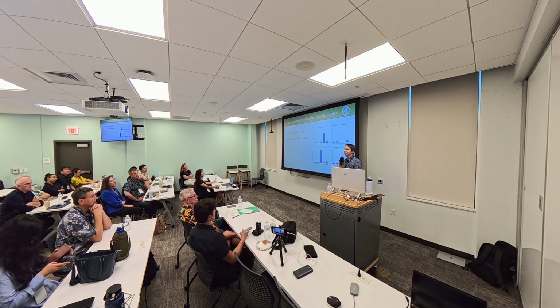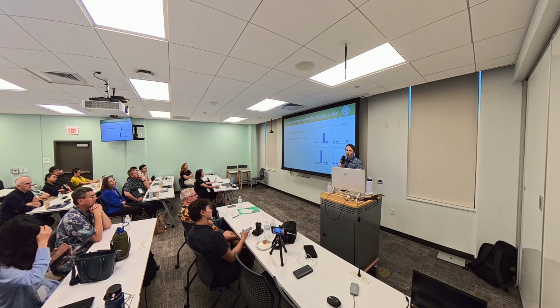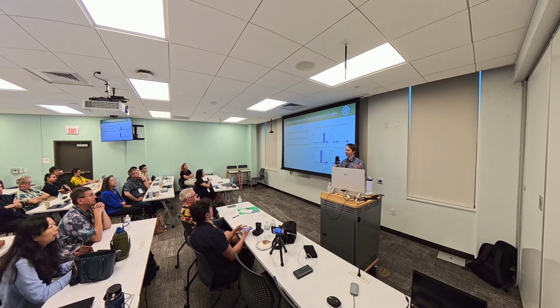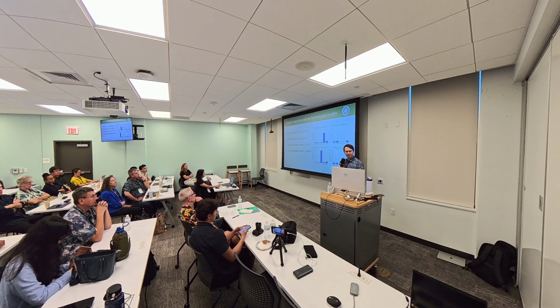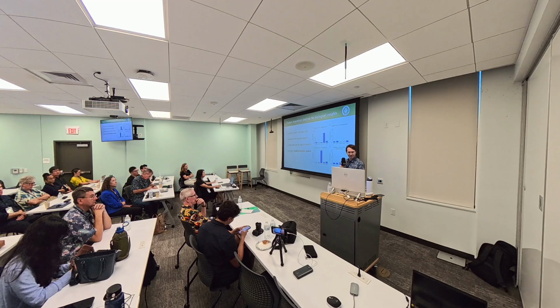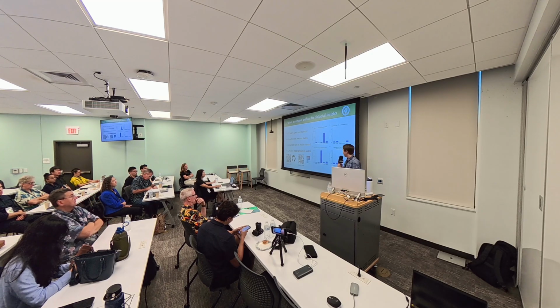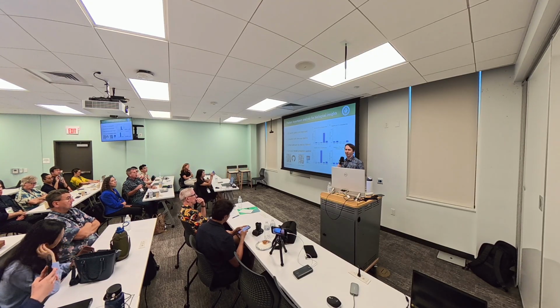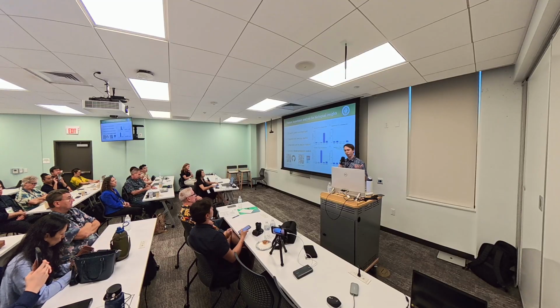And this was consistent with previous studies, so it's not exactly new information, but it shows how with just limited data, we can learn a lot of biological insights. And we can then apply this for model predictive control. So if we have a live fermentation, we can steer it towards the more expensive products by adjusting the gas. And so this was published, and I always believe in publishing the code as well, so that it can help future researchers with the projects and sort of show your work.